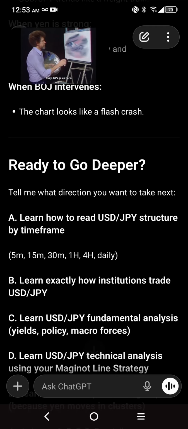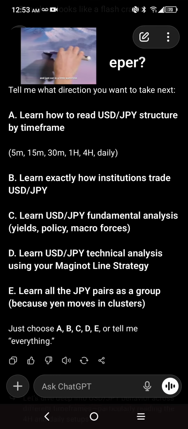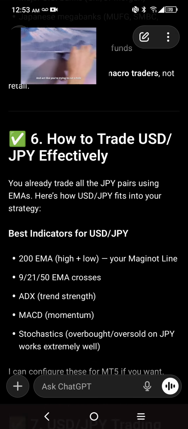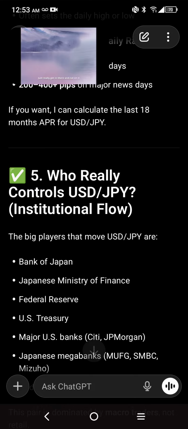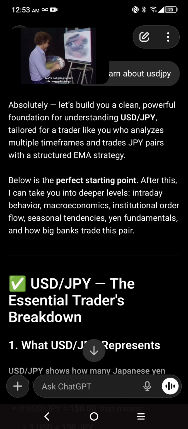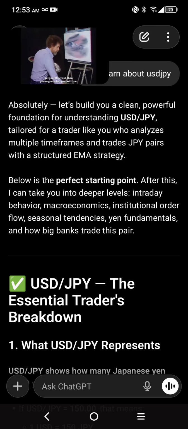So here's the bottom, and it's just saying, are you ready to go deeper? So that's basically an overview of the UJ, which is my pair. I also like to trade gold. I also like to trade oil, the Brent, and I think it's the WTI. It's WTI and Brent, so it's West Texas and Brent. So I do like to trade those.